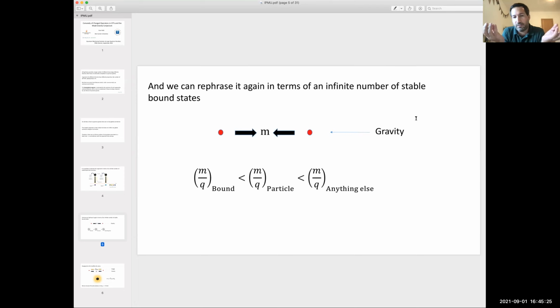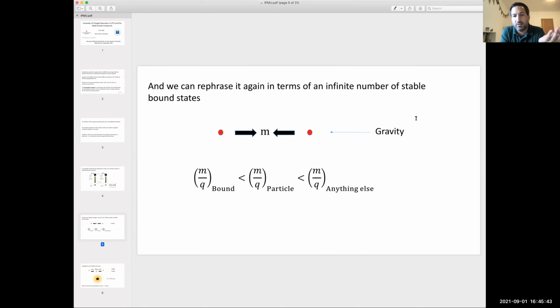And if you think about the mass to charge ratio of the bound state of these particles, it will have the same charge as twice the charge of the particle, but it will have less than the mass of twice the particle because there is a negative binding energy due to the attraction.